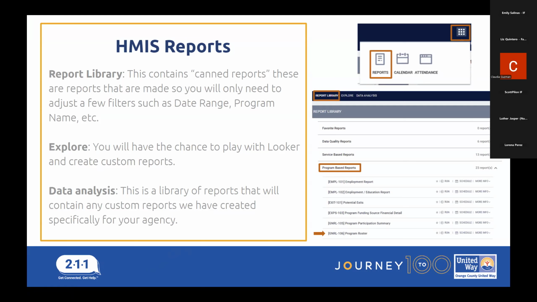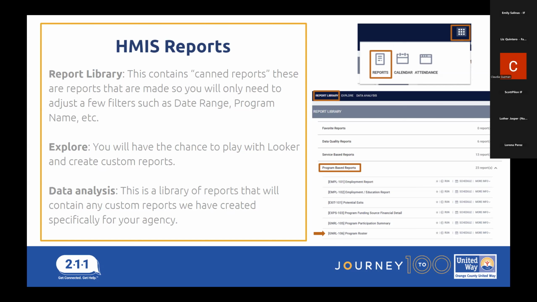Report Library. This contains canned reports. These are reports that are made, so you will only need to adjust a few filters, such as date range, program name, and etc. Explore. You will have a chance to play with Looker and create custom reports. Data Analysis. This is a library of reports that will contain any custom reports that we have created specifically for your agency. You can expand these sections to see the reports that are here. If you select the More Information section, you will see a summary of the purpose of the report.